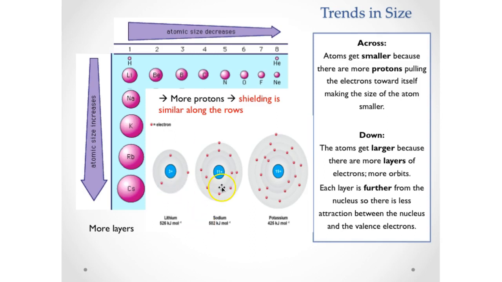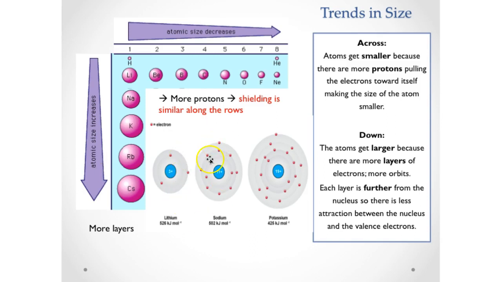So this is lithium, sodium, potassium. This image is a little deceiving just because lithium is right here, sodium is right there, and potassium is right there. So we're actually looking at this from up and down, so from the column's perspective, not a row's perspective. So just keep that in mind for this image.